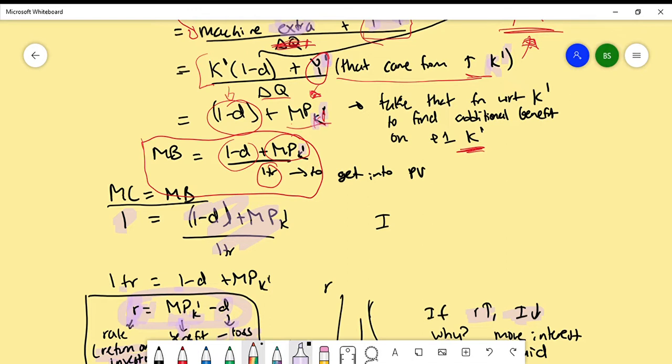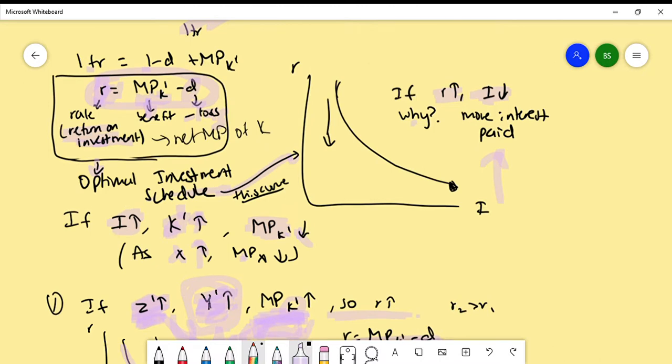So now that we know this, I'm just waiting for the screen to go down. Okay, great. So now that we know this, this is our new and optimal investment schedule that we're going to be using. And because of this, if our investment right now is going to increase, that means the amount of machines that we'll have in the future will increase, which means that the marginal product of those machines will fall. Because as K increases, MPK falls.